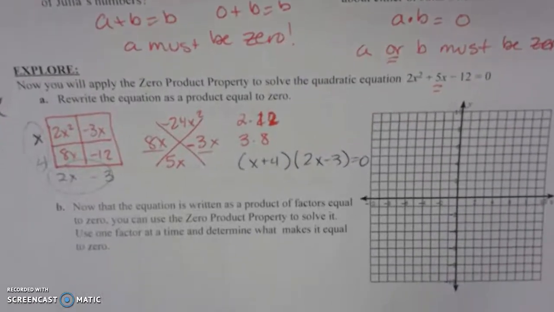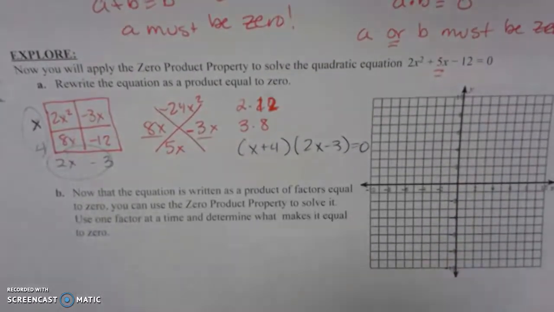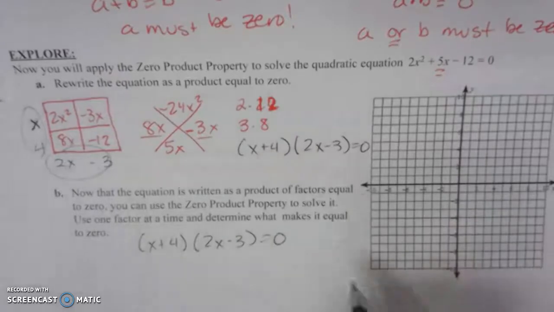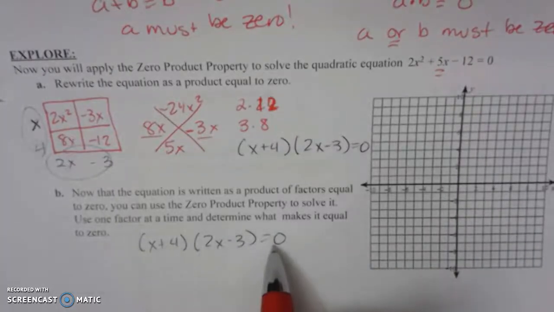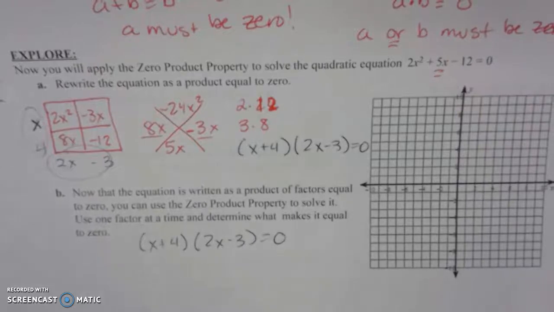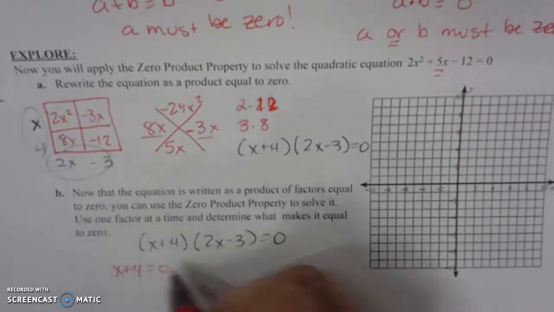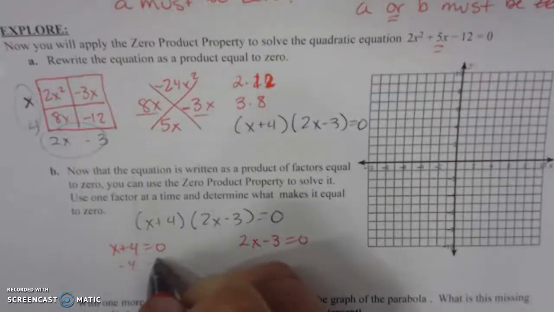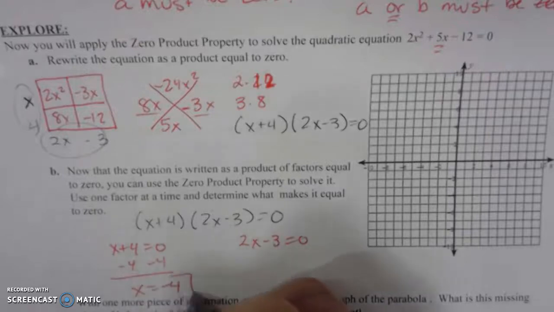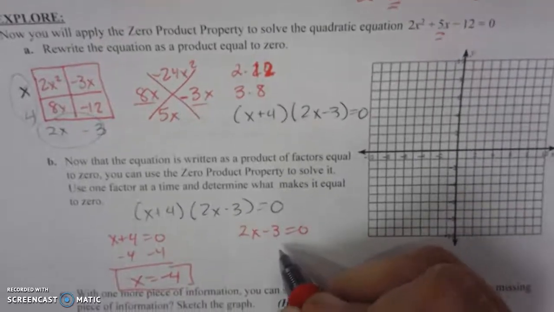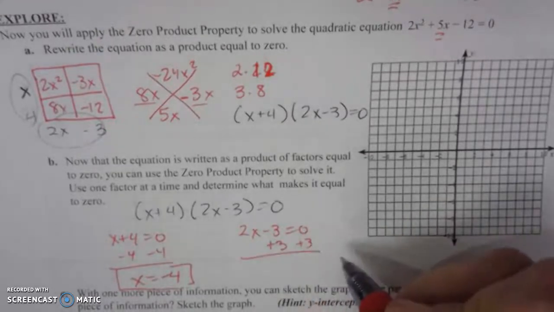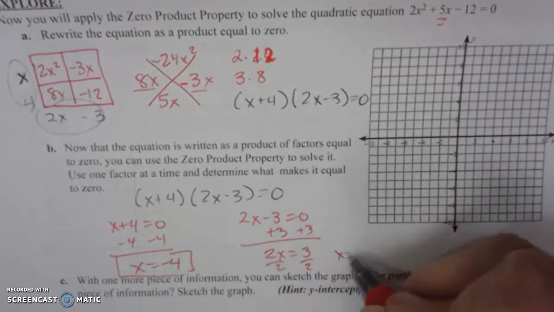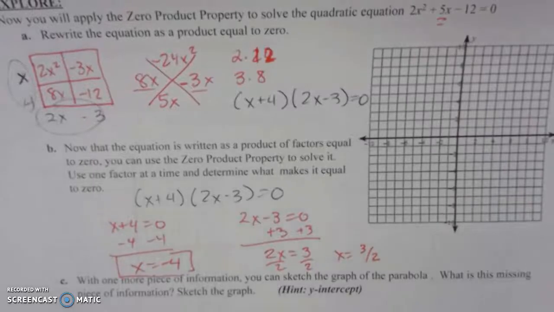Now that we have the equation written as a product of factors equal to 0, x plus 4 and 2x minus 3 equals 0, if I multiply these two terms together and I get 0, I know that either x plus 4 must equal 0, or 2x minus 3 must equal 0. So I'm going to solve for that. I'm going to subtract 4 from both sides here, and I get x equals negative 4. Or, in this problem, I'm going to add 3 to both sides, solving for x. I get 2x equals 3. Divide by 2, x equals 3 halves, or 1 1/2. Okay?